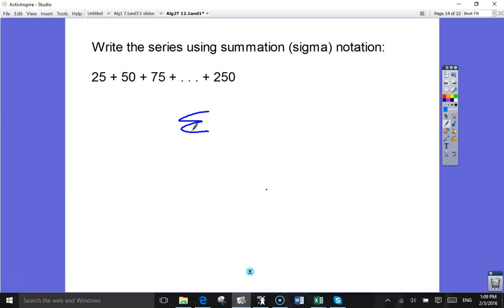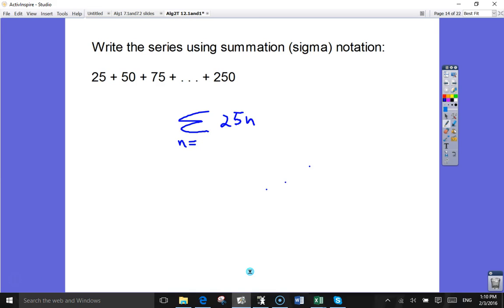What would be the formula? 25n, right? 25 times n. Okay, now since I used n, then n is my index. And basically at that point, I know what is going to be the lower limit. Since the first term is 25, it's going to have to be 1.